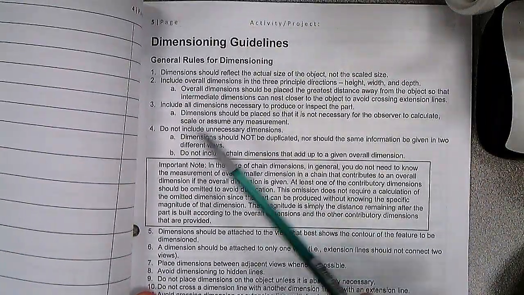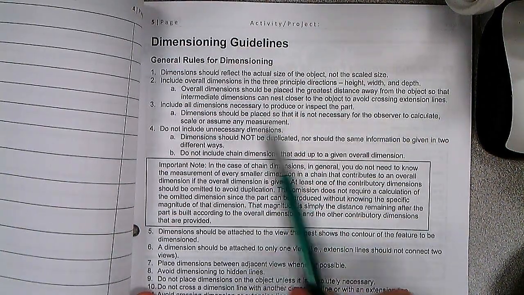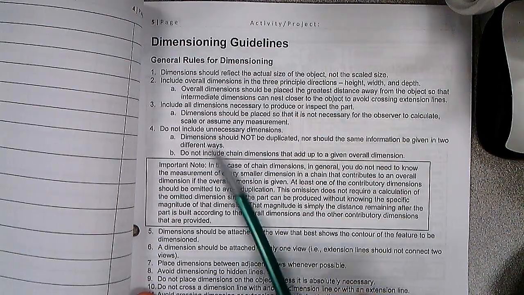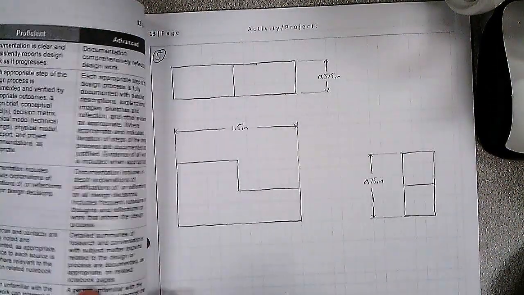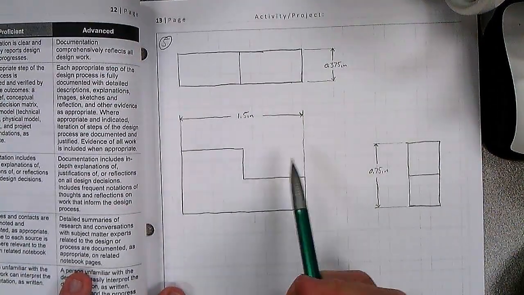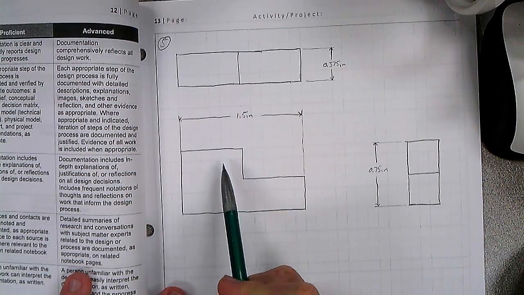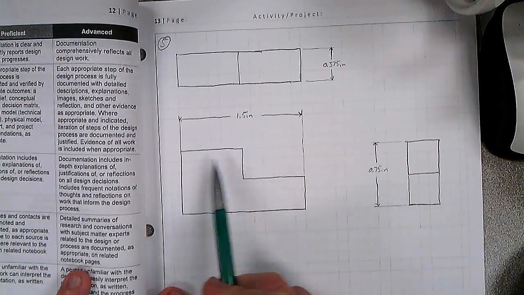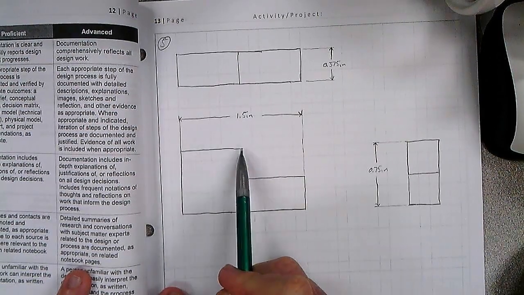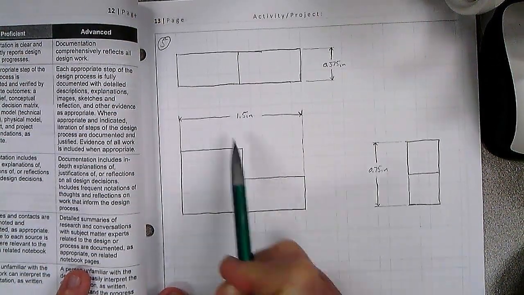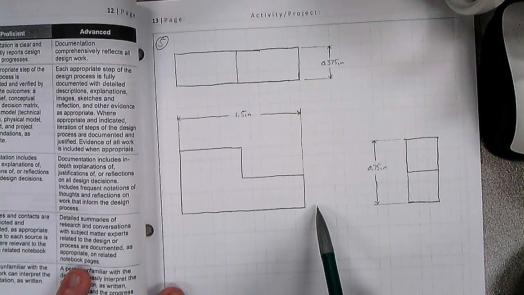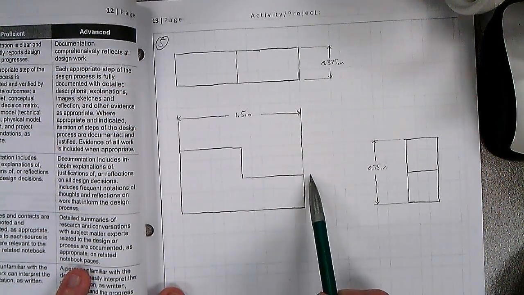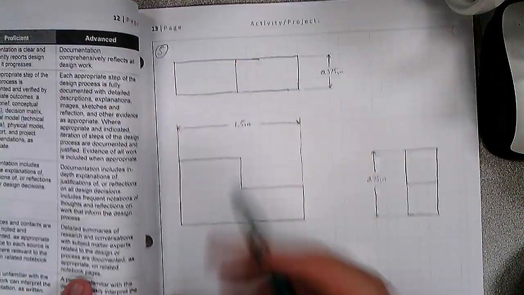Okay, it says include all dimensions necessary to produce or inspect the part, which is not necessary for the observer to calculate, scale, or shape. So this just means I need to, so the main features of this piece, looking at the front view, it is kind of an L-shaped piece with this top part and then this bottom part. I just need to know the distance from here to here, and I will need to know the distance from the bottom to the middle here. So I wanted to create this much.